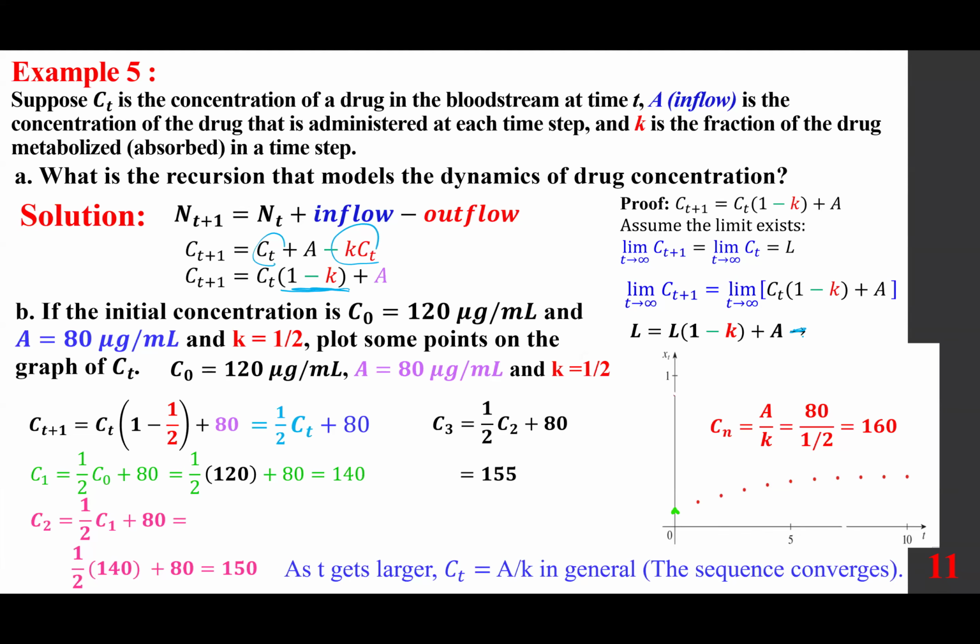And this one, everybody, the right side equals L minus LK plus A. You can drop the L from both sides, you get 0. And of course, L becomes A over K. That's what we proved here, okay? So the bottom line is, the limit is A over K, in this case, 80 over 1/2 or 160, and that is going to be the amount that is not harmful for the patient.